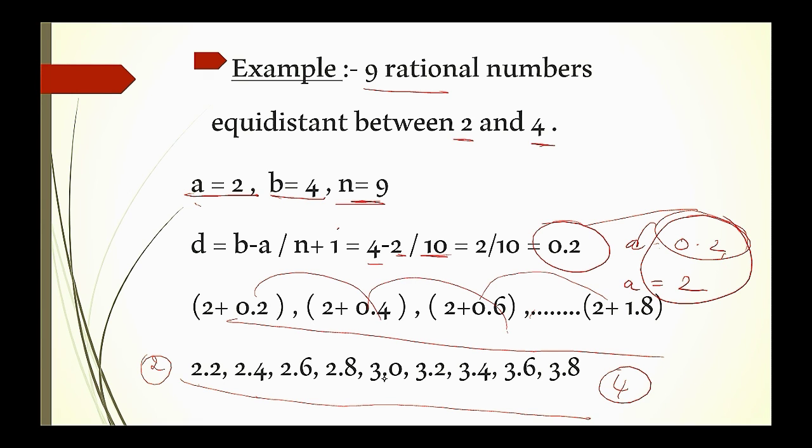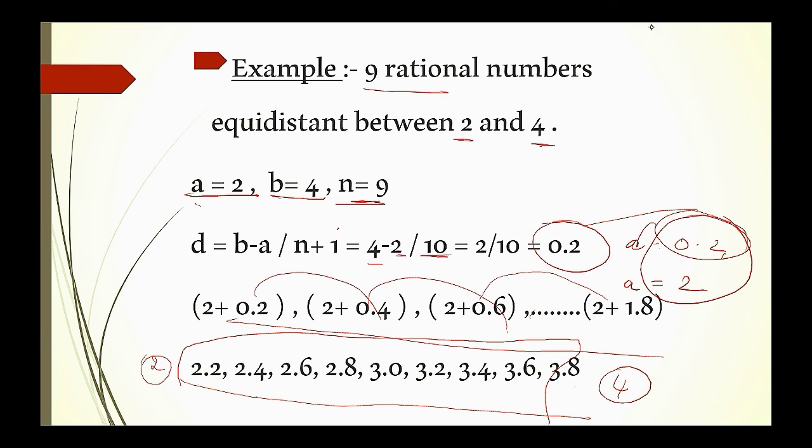When I add 2 plus 1, I get 3. 2 plus 1.2 is 3.2. 2 plus 1.4 is 3.4. 2 plus 1.6 is 3.6. 2 plus 1.8 is 3.8. Finally, I have got the 9 rational numbers between 2 and 4.